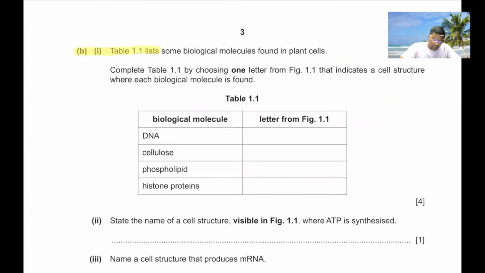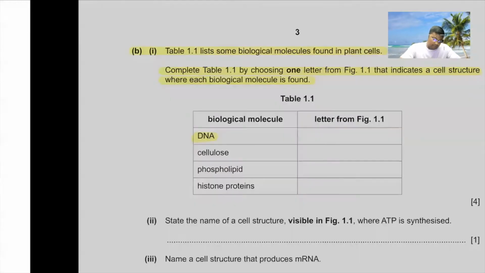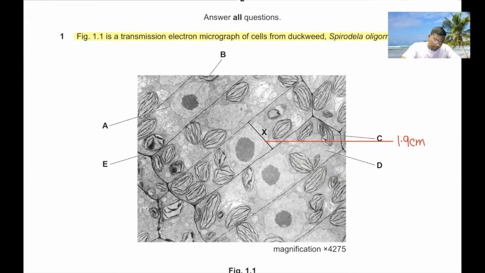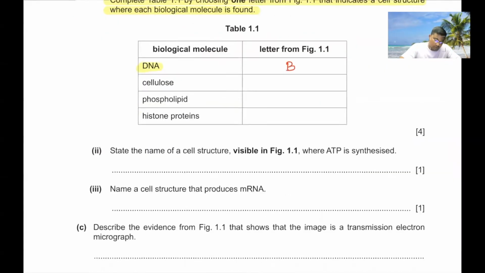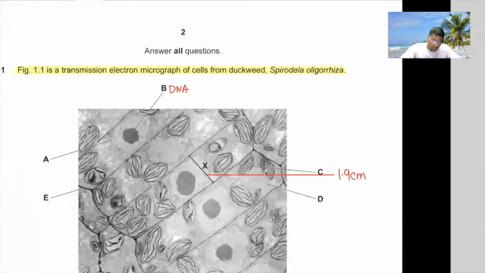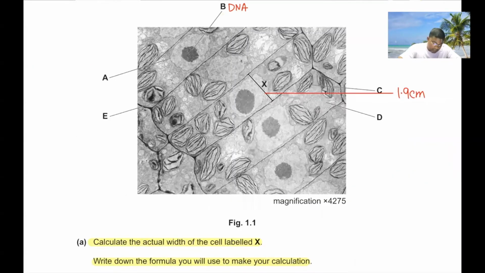Part B1. Table 1.1 lists some biological molecules found in plant cells. Complete table 1.1 by choosing one letter from figure 1.1 that indicates a cell structure where each biological molecule is found. DNA will obviously be found in the nucleus, so B will be DNA. The next molecule is cellulose. Cellulose will be found in the cell wall, and we can see E represents the cell wall.